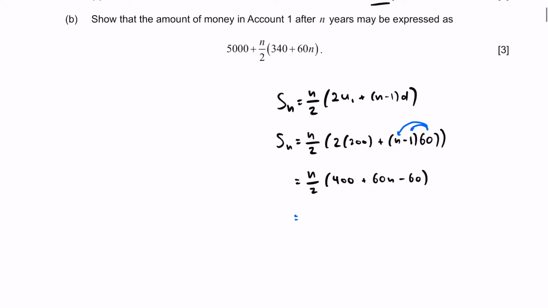So n over 2, and now we have grouping like terms. 400 minus 60 is going to give us 340, and then we have 60n just sitting by itself. Okay. So this is the total amount of interest that is paid out over n years. So total amount of interest over 1, 2, 3, 4, 5, or however many years we want.